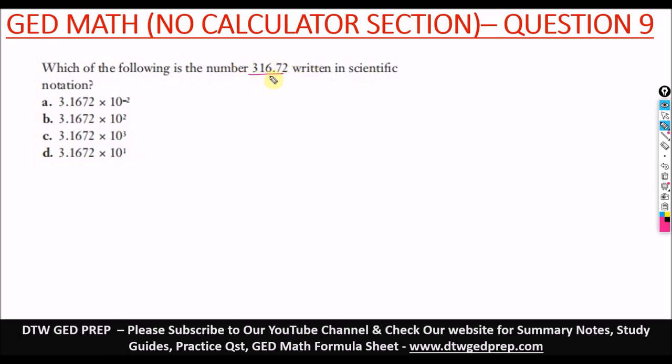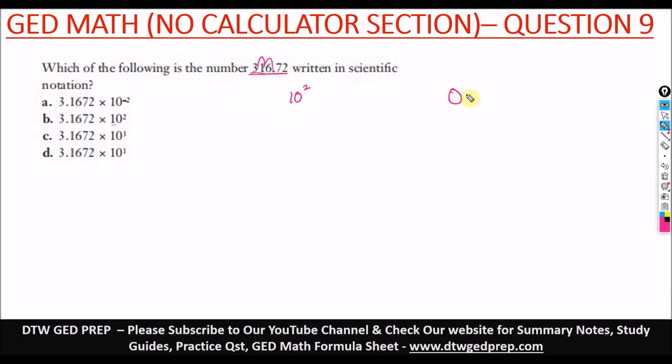To convert this to scientific notation, it's all about having the powers of 10. So we have to move this decimal place 1, 2. Always make the decimal point stop after the first digit. So we move 2 times. When we move 2 times, that means we have 10 raised to power 2. This number, first of all, is in the positive zone.